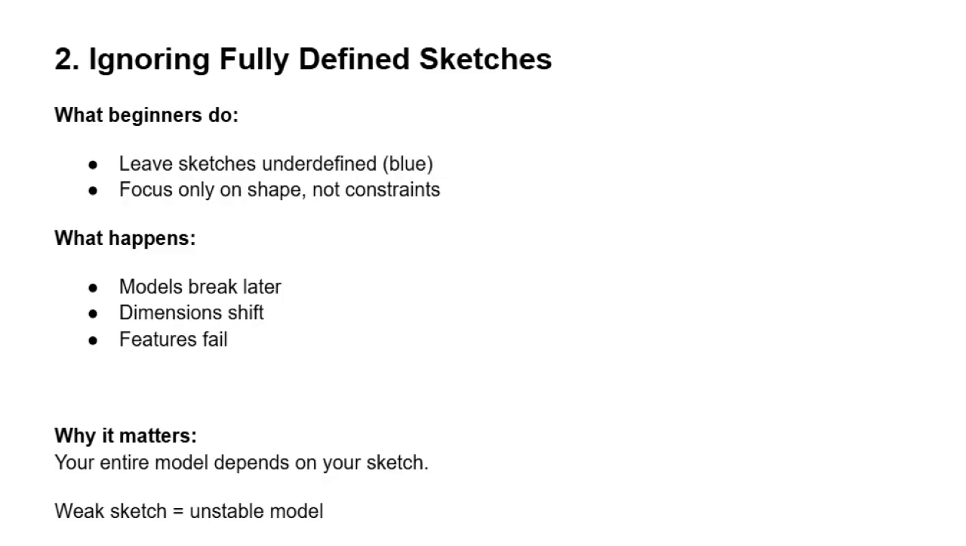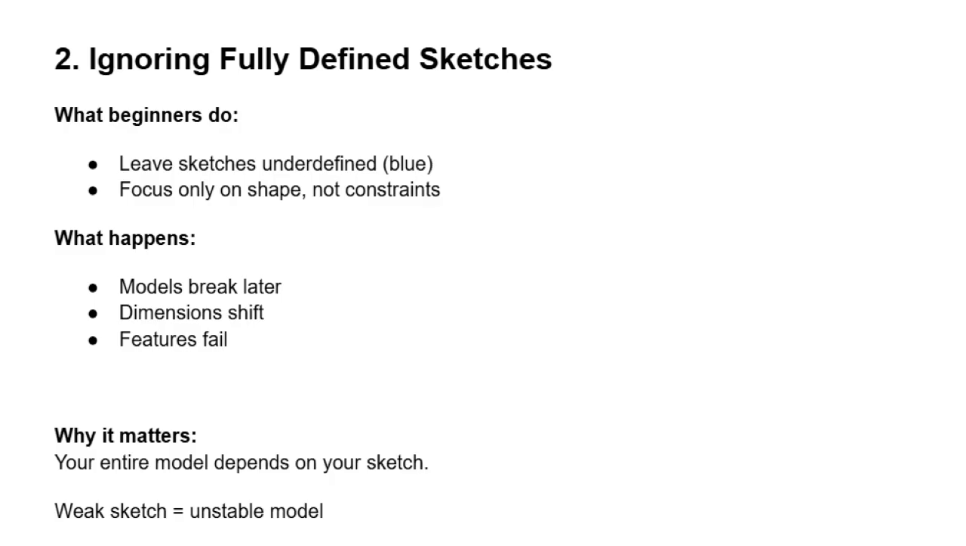Mistake number 2 is ignoring fully defined sketches. That's what I did. That's what a lot of beginners do. Like you just got a shape of your sketch and that's it. You just start using this sketch to build a part, 3D part, right? But what happens is when you have to change something later, when you have to change some feature, when you have to change some dimensions, then your sketches will collapse. Then your model will also collapse because of this.